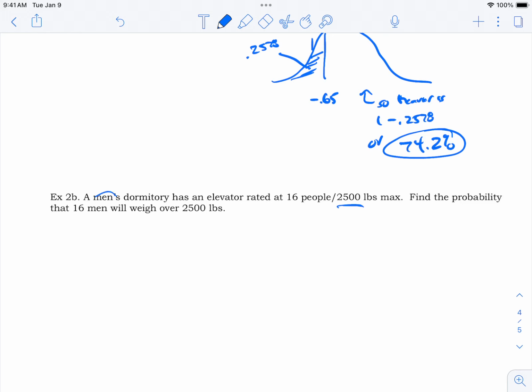Now, this being a men's dormitory, and men being heavier than the general population, we might want to check what is the probability that if 16 men get on board, that they will weigh more than 2,500 pounds. That'd be nice to know in a male dormitory. So this is a practical application. So I'm going to rephrase this problem so that it looks like a central limit theorem problem.